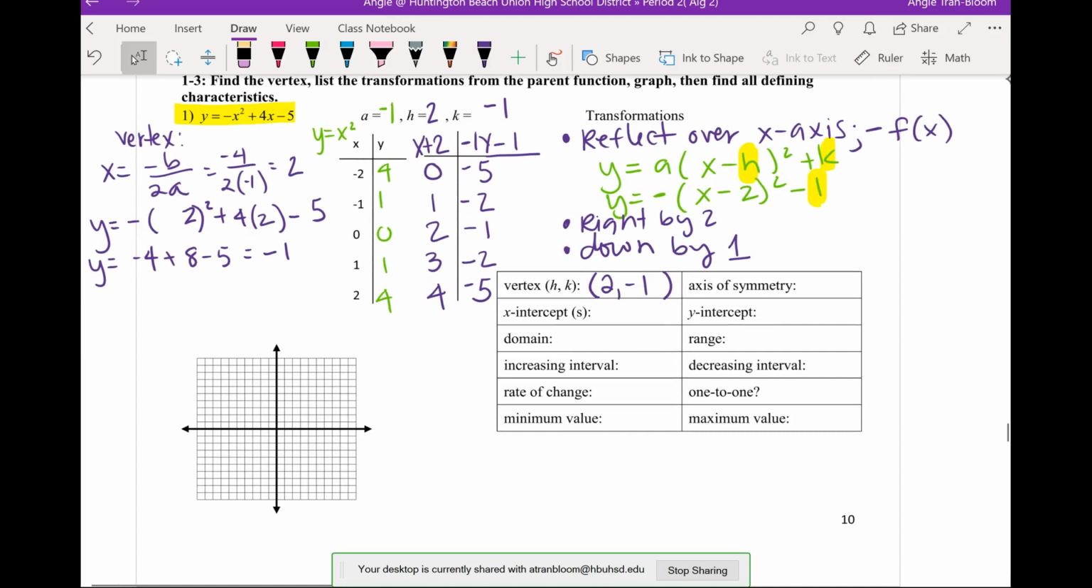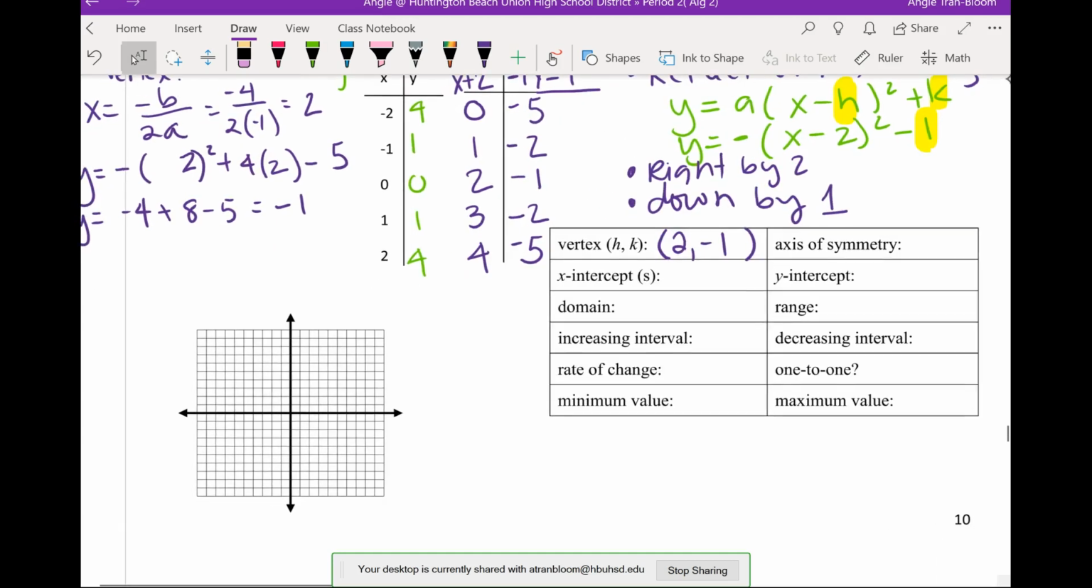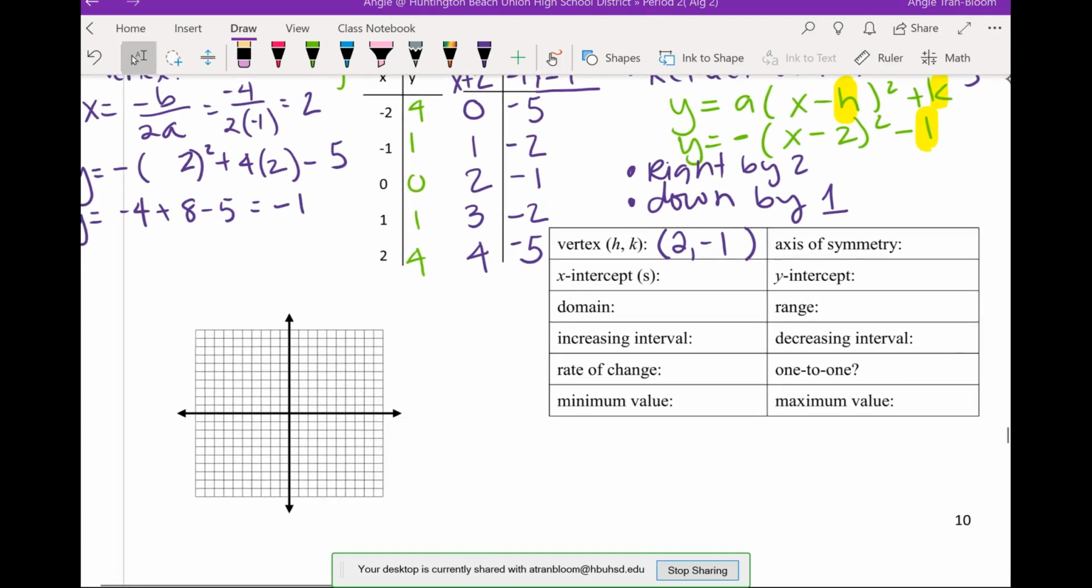Always plot your transform, not the parent, because the parent is not what was the original. 0, go all the way down to negative 5. So here we go. Should this look like a U, guys? 1, 2, 3, 4, 5. Okay. 1, negative 2. 2 is negative 1. 3 is negative 2. Then 4 is negative 5.